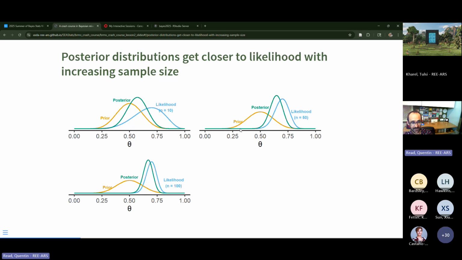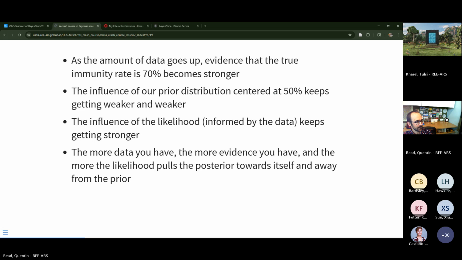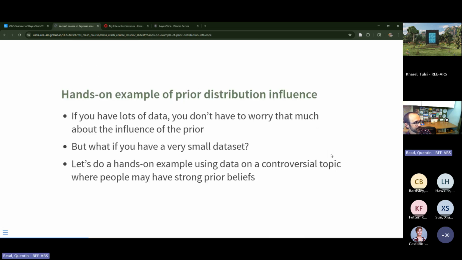So the more data you get, the less influential your prior beliefs are, and the more influential the data are, which makes sense. The more data we see, the more we can trust it, basically, and the less we are tied to our prior information that we had before we collected the data. Any questions on that? So yeah, that's what I just said.